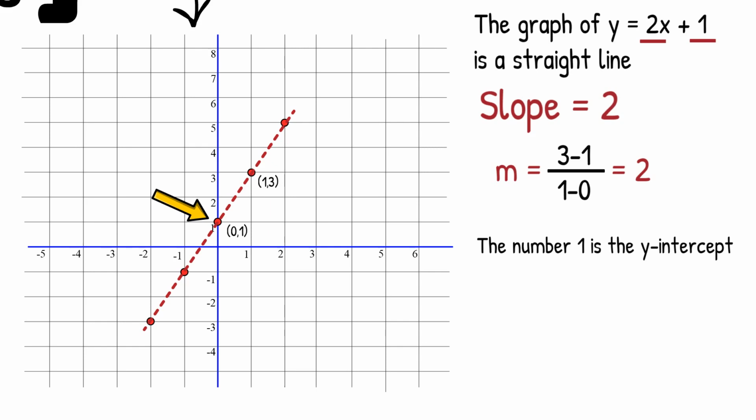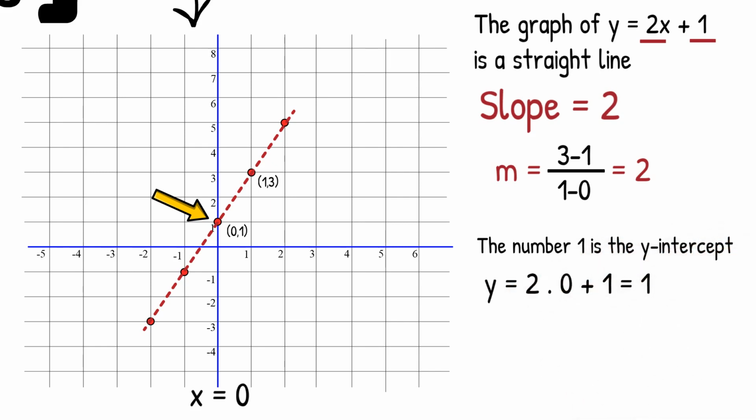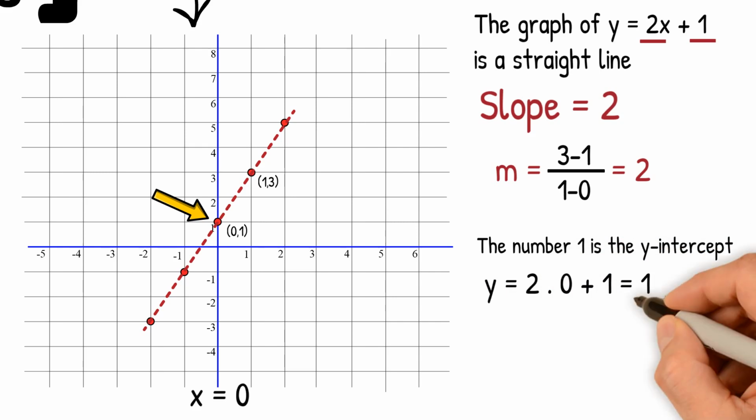Note that the y-intercept is where the x has a value of 0. So when we substitute 0 into the equation y equals 2x plus 1, we get y equals 2 times 0 plus 1, which is 1. y equals 1 in this case. Therefore, the y-coordinate of the y-intercept is 1.